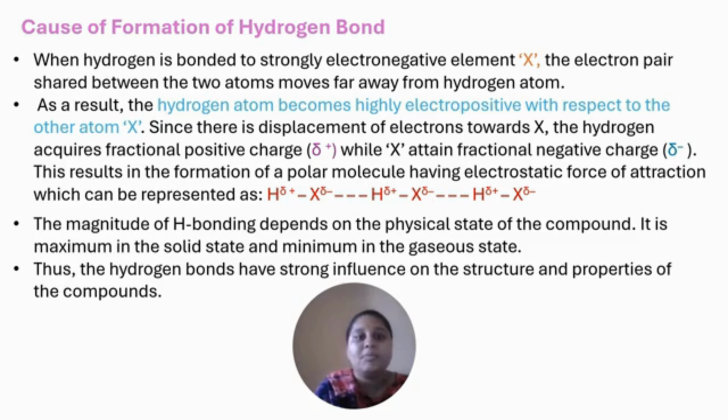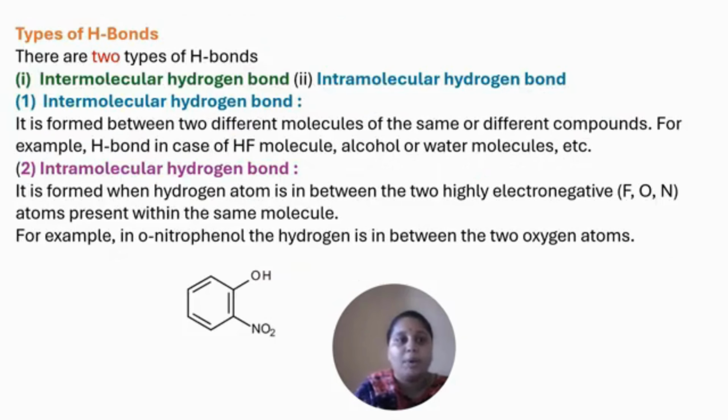This is represented as a polar molecule having an electrostatic force of attraction, represented by H, delta plus, delta minus, or with fractional positive and negative charges. And the magnitude of hydrogen bonding depends upon the physical state of the compound. It is maximum in the solid state and minimum in the gaseous state. So the hydrogen bonds have a strong influence on the structure and properties of the compounds.